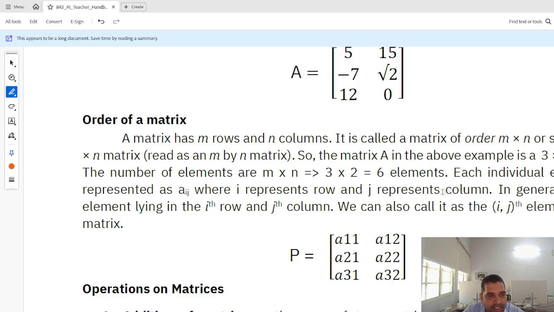Each individual element is represented as Aij in the matrix, where i represents the row number and j represents the column number. In general, Aij is an element lying in the ith row and jth column. A11 means first row, first column. So this is the first row and this is the first column.